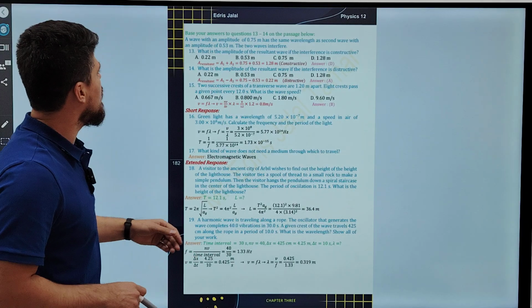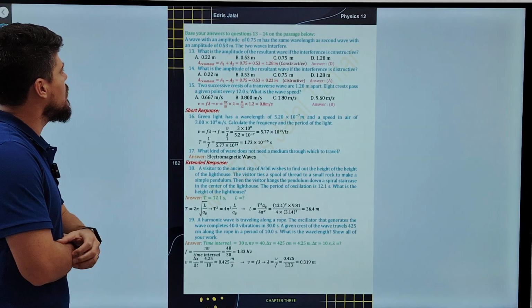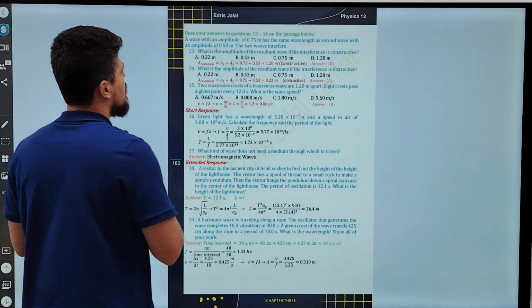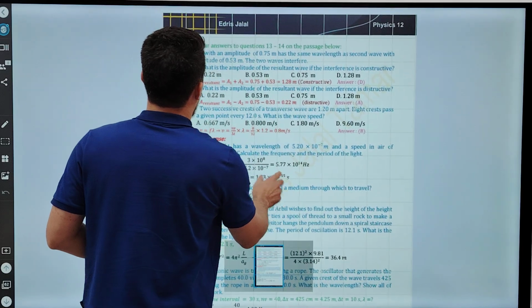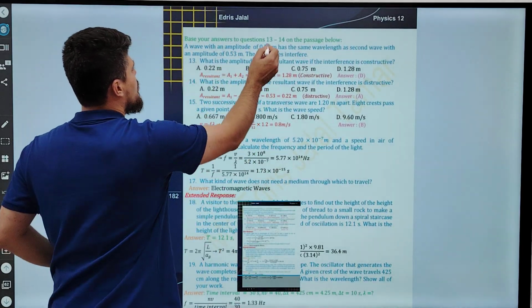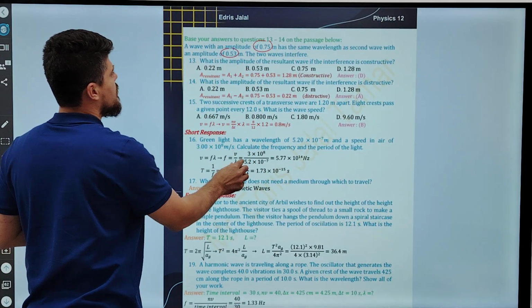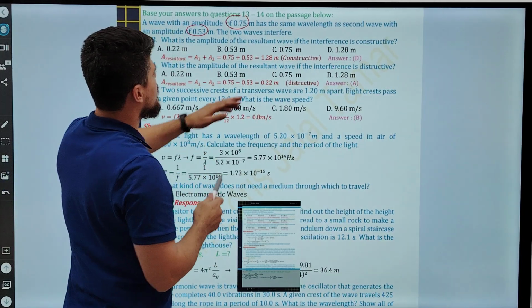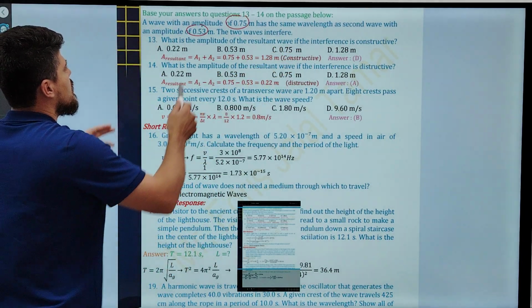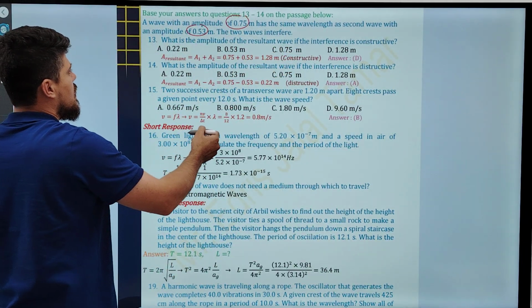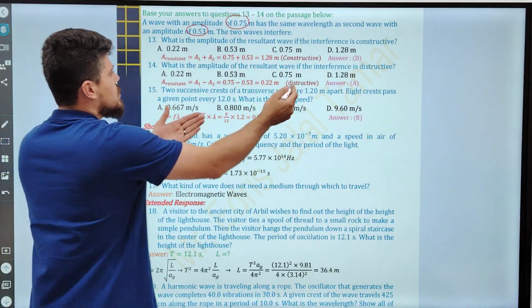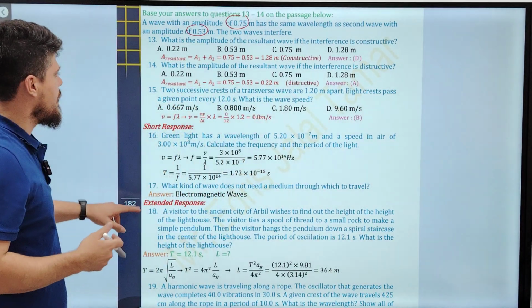Base your answer on question 13 till 14, the passage below. A wave with the amplitude. This is a very easy question. We have two amplitudes, 0.75 and 0.53. What is the amplitude of the resultant wave for constructive interference? In the case of constructive, you have to add together, but for the destructive, you have to subtract.